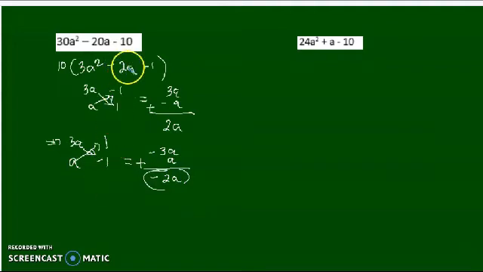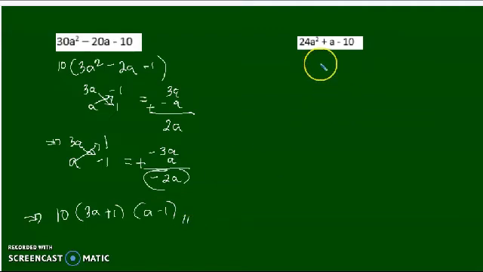So therefore, the factors of this trinomial are 3a plus 1 and a minus 1. So it follows the factors of 30a squared minus 20a minus 10 are, of course, the GCF, which is 10, we have 3a plus 1 and a minus 1. Okay, now let's try another one, which is 24a squared plus a minus 10.